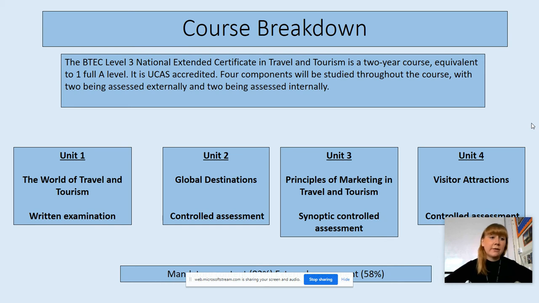So you'll see that the mandatory units are worth a particular percentage. So the mandatory units are units 1 to 3, and then unit 4 is the optional unit that we have chosen at Beacon. And you'll also see the external assessment is worth 58%. So only just over half of the course is done via the more traditional exam format, and then everything else is internally assessed.